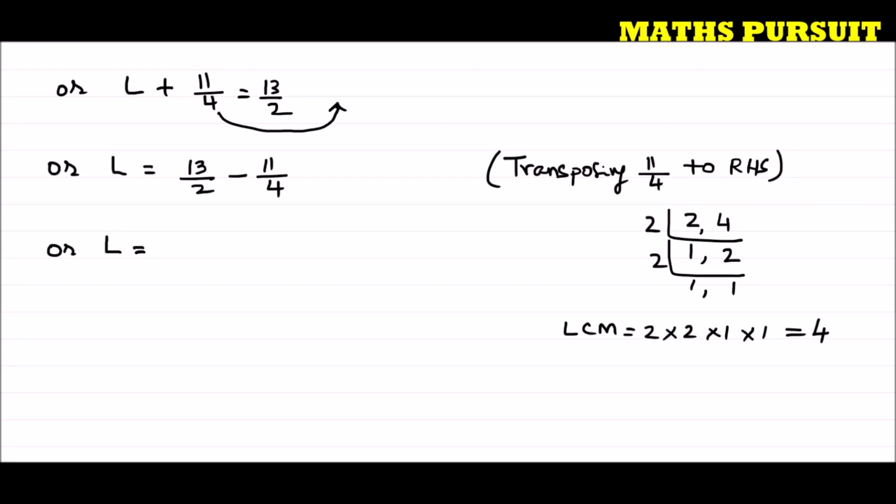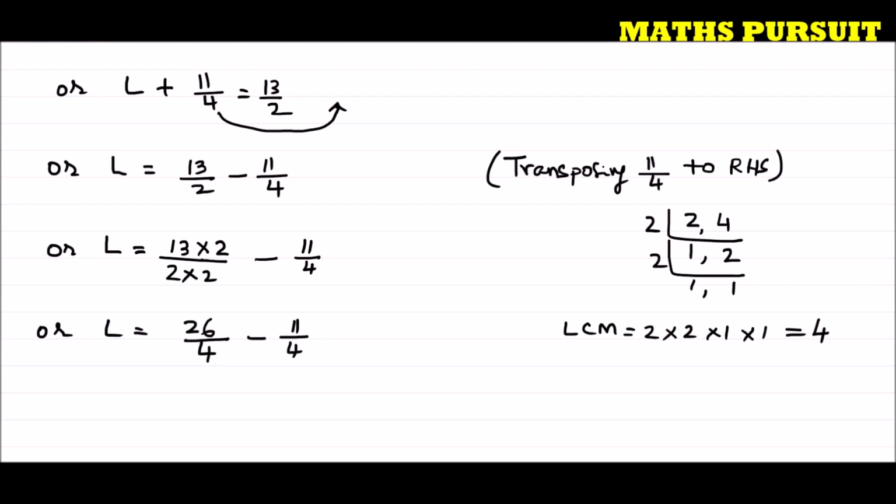Now let us make the denominator as 4. So here we have 13 upon 2. What should I do so that I can get 4? If I multiply 2 with 2 in the denominator, I can get 4. So if I am multiplying 2 to the denominator, I also need to multiply 2 to the numerator. So I get 4 in the denominator, minus 11 upon 4, because here we can keep it as it is because we already have 4 in the denominator. Or I can write L is equal to 13 2s are 26 upon 2 2s are 4 minus 11 upon 4.